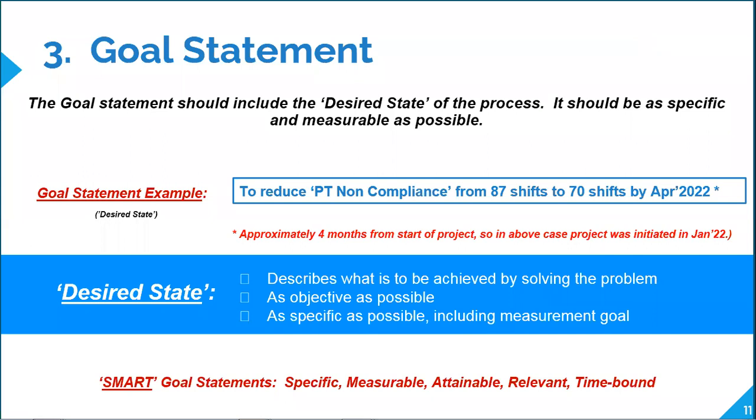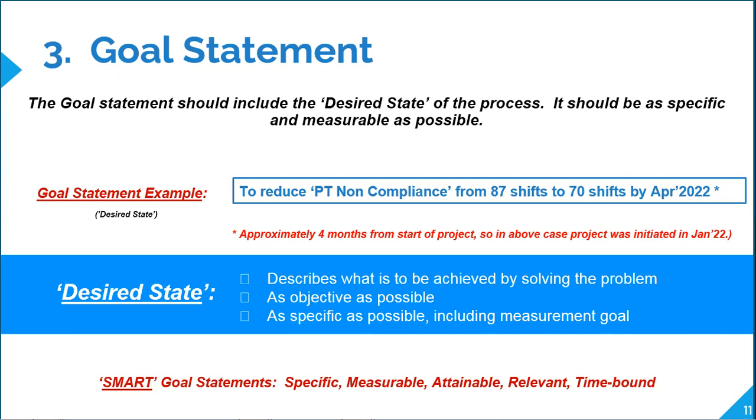So the third element of the project charter is the goal statement. We started with the first element, which is the business case, the second one, the problem statement, and now the third element, the goal statement. The goal statement should include the desired state of the process. See, the business case spoke about the current scenario or situation. The problem statement quantifies the given problem, which leads to that situation, the current state of the given problem. And the goal statement is talking about the desired future state of the process. That's the difference between goal statement and problem statement.